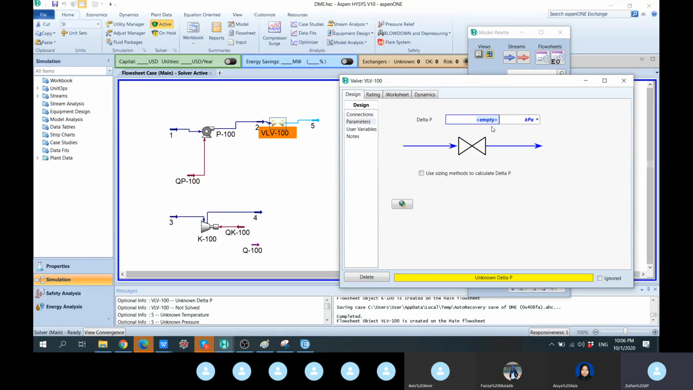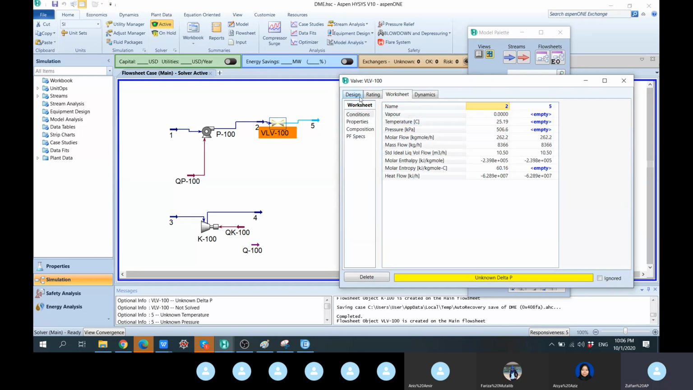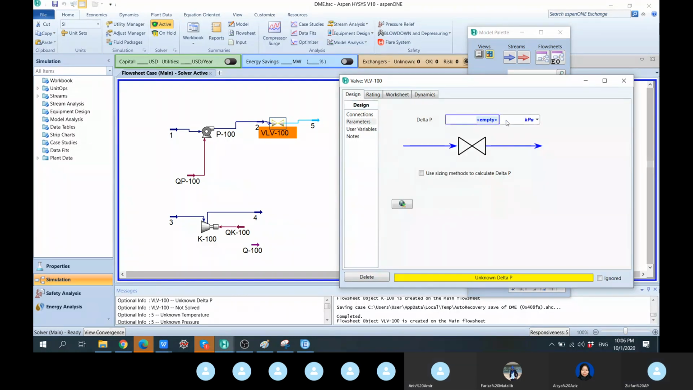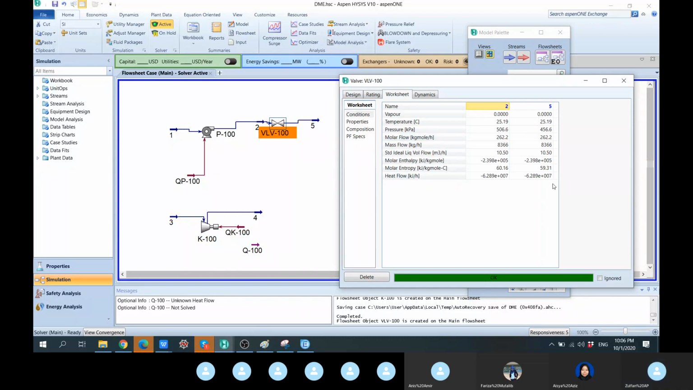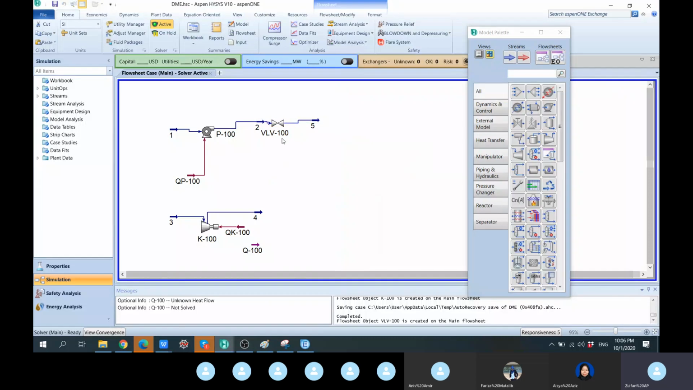So how much delta P do you want to have? Typically, I don't know, half a bar. So we put half a bar, and then the equation is complete and the outlet stream is calculated. So we go to this: 50 bar, 506 minus 50 is 546. Yeah, that's simple. So we have done this, and then we can add another block, and so on and so forth. Any questions?